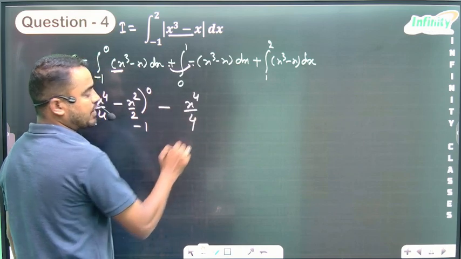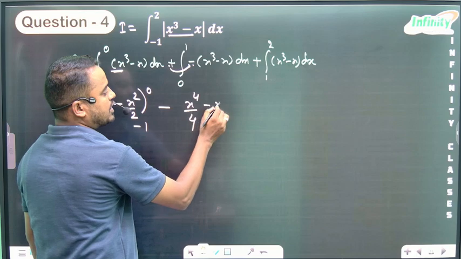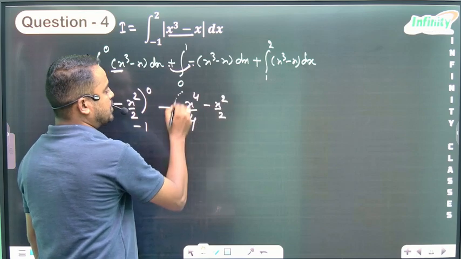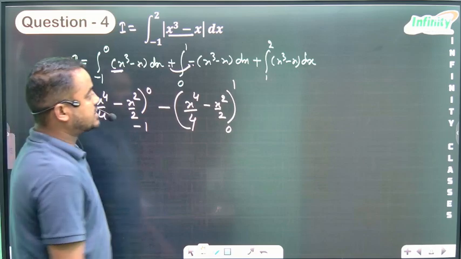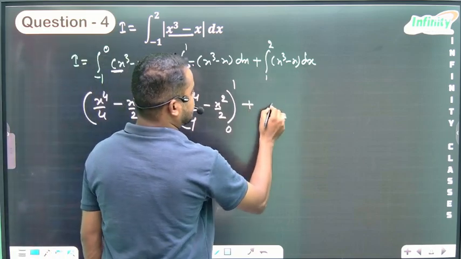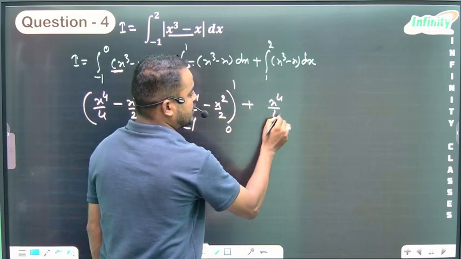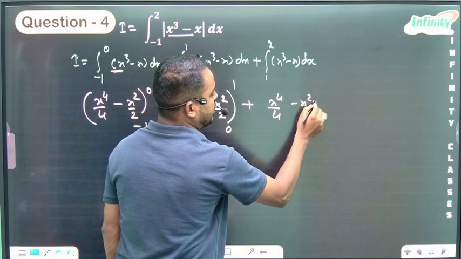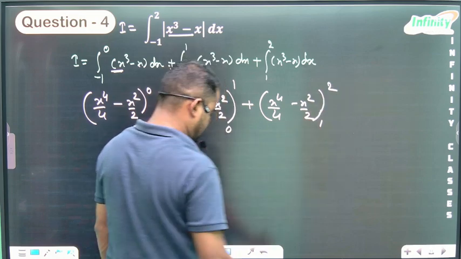Now integration of x cube is what? x raised to 4 by 4. Integration of x is what? x square by 2. What are the limits here? 0 to 1. Next, same here, plus integration of x cube is x raised to 4 by 4, integration of x is x square by 2, between the limit 1 to 2.